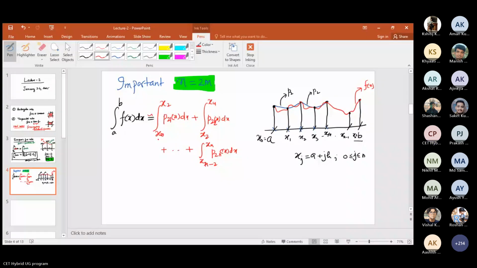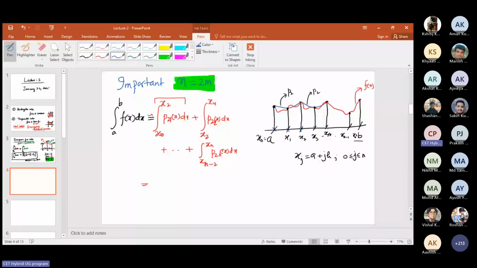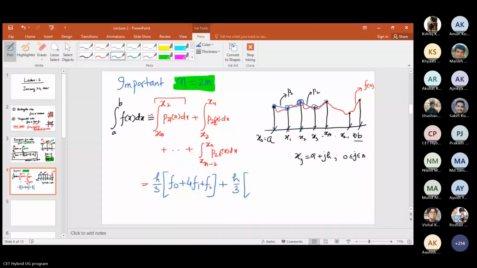So in this way you will find the value of each integral. The first integral here, we have already seen in the previous slide. When I replace p2x, what value comes? h by 3 times f0 plus 4f1 plus f2. The second integral we will find like this: h by 3, this will become f2 plus 4f3 plus f4. Doing it like this, you will put dot dot dot.